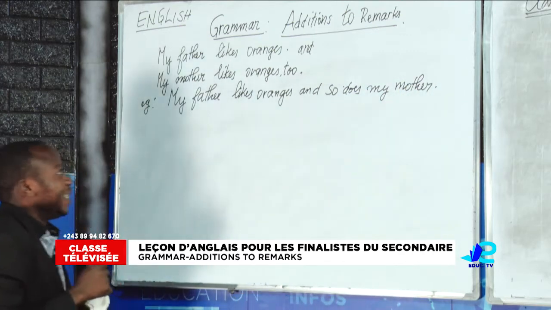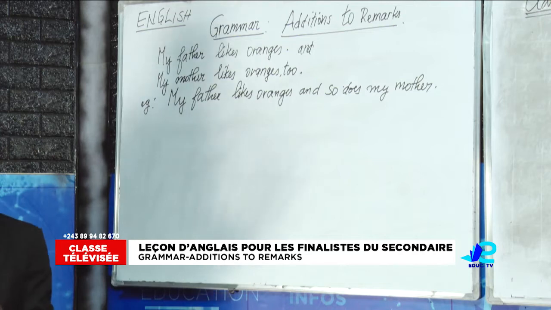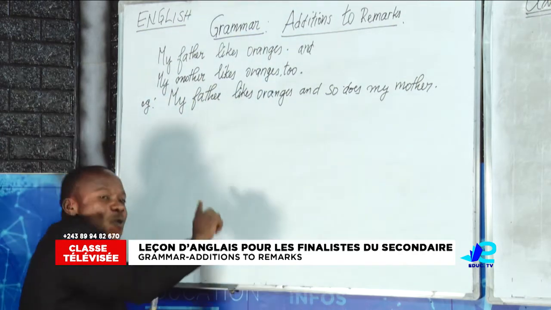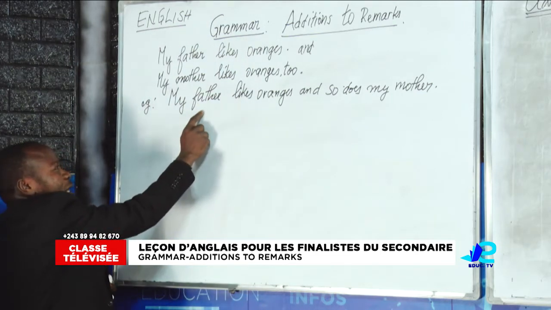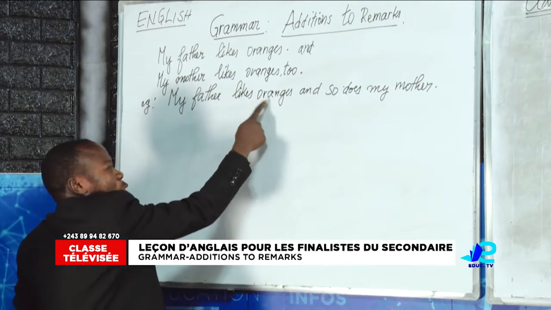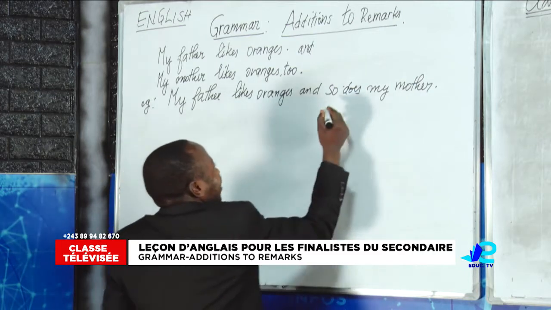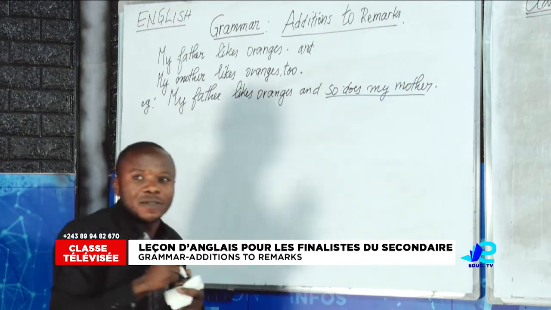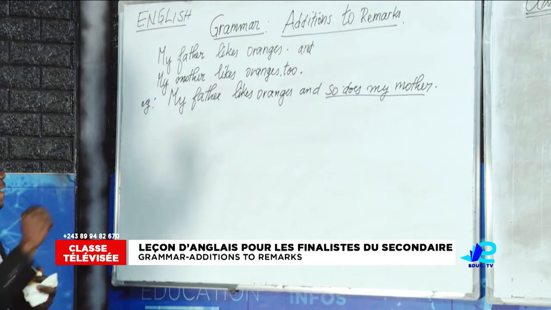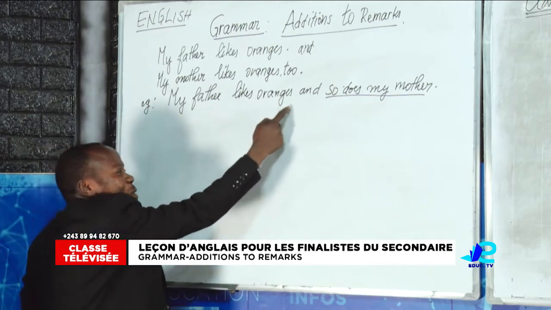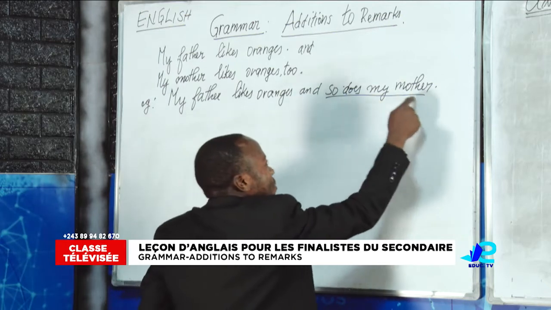I read the example I have given you on the board, and you have to look carefully at how I have combined the two sentences in one sentence. All right? I have said, my father likes oranges, and so does my mother. I'm going to underline, so does my mother. We have the statement, or the remark, my father likes oranges. And the addition is, so does my mother.